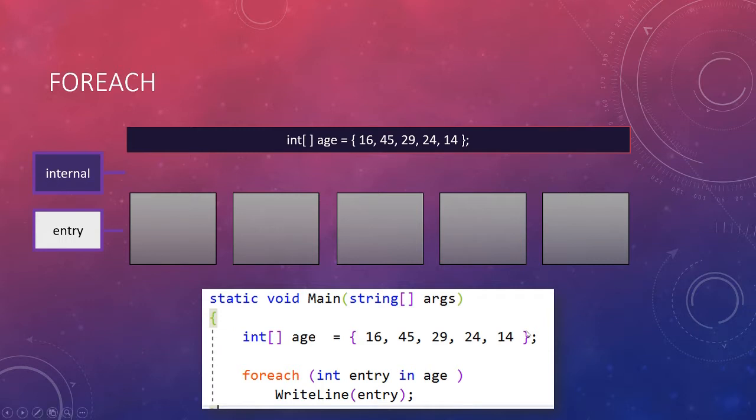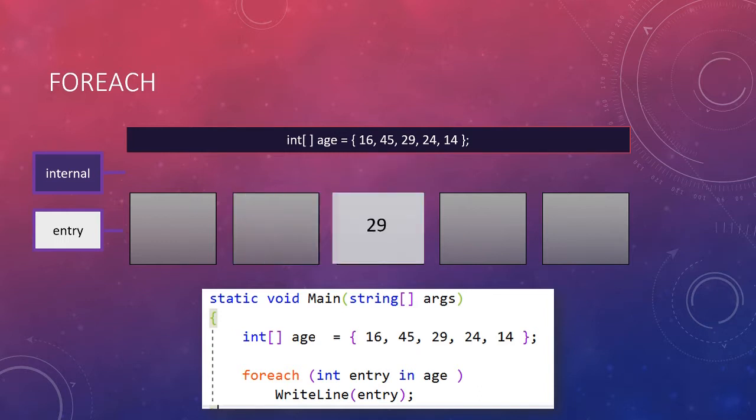So here's how this foreach loop will work. We'll start out and we'll get to see that number 16, that very first entry. Notice that our index is not available to us with the foreach loop. We just see the actual entry. The next time our foreach loop iterates, we'll get that value 45.